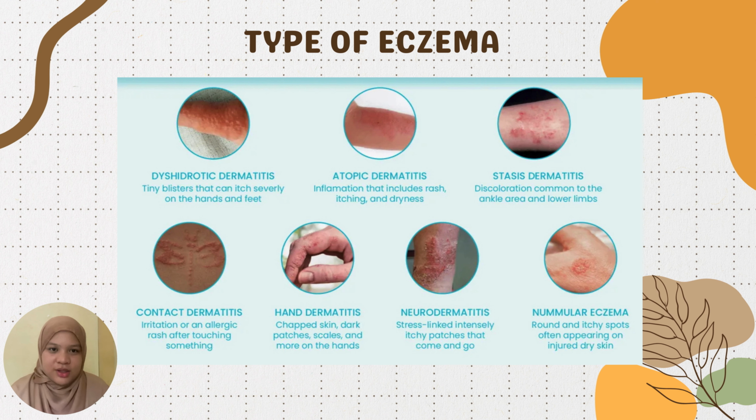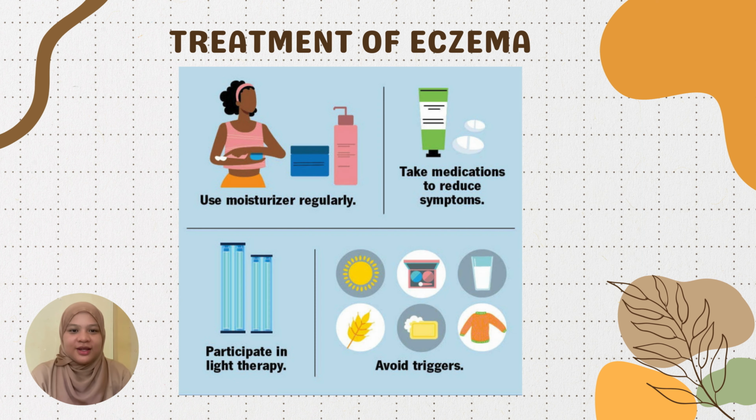And the sixth one is neurodermatitis. It is triggered by repeated scratching or rubbing due to itching. And the last one is nummular dermatitis. It appears as round, coin-shaped patches on inflamed, itchy skin. The treatment for eczema focuses on managing symptoms, reducing flare-ups, and improving the skin barrier. Treatment can vary depending on the severity and the triggers.